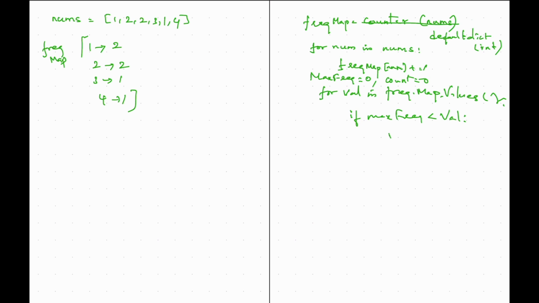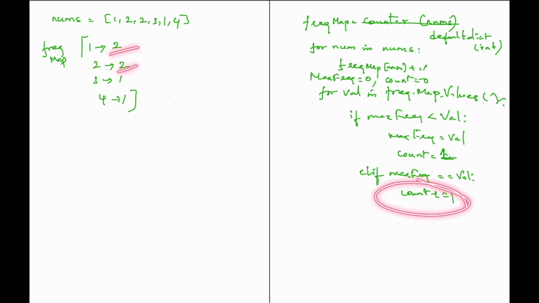Okay, so now the max frequency is our value, and we are setting the initial count to 1, because we found one element. Else, if max frequency is equal to value, the same frequency exists another time, so count plus equals 1. Okay, now the count will be getting updated to 2.